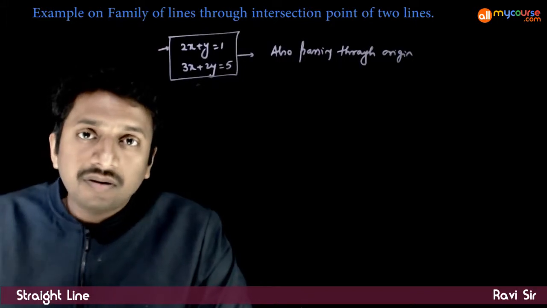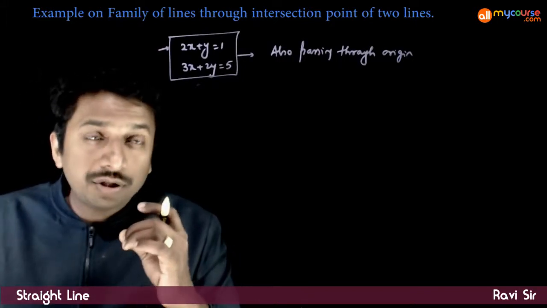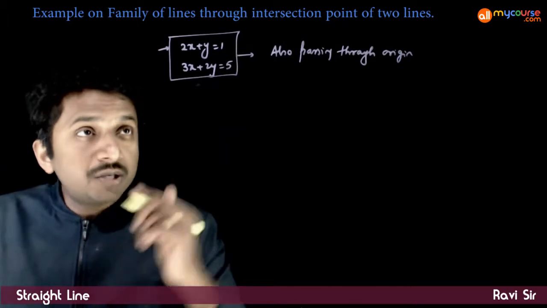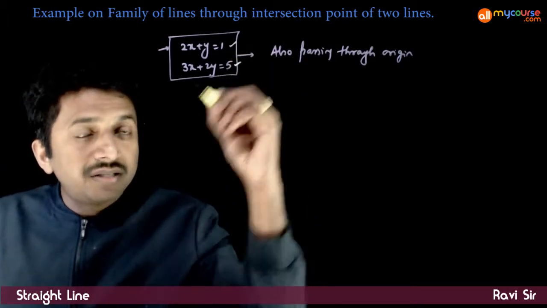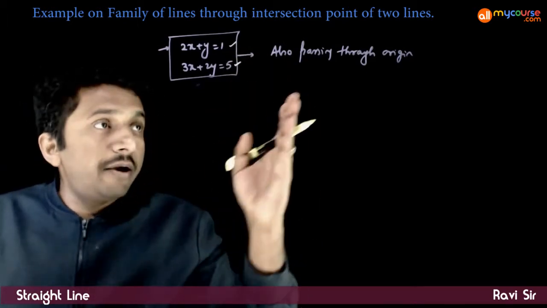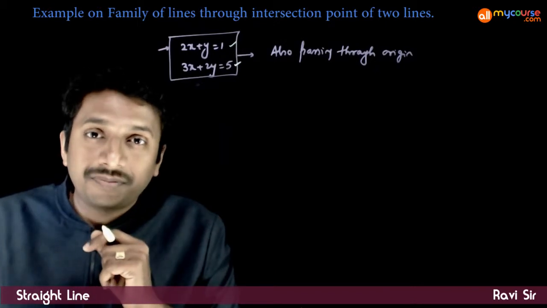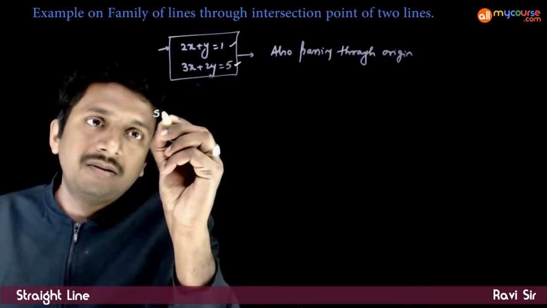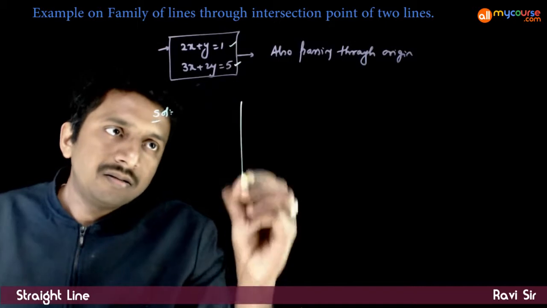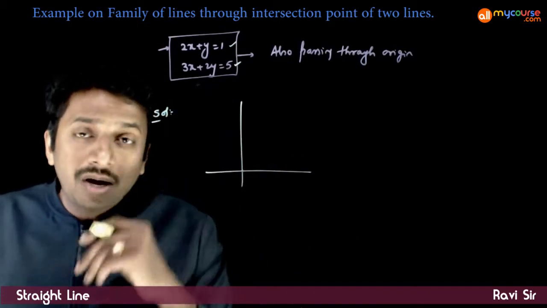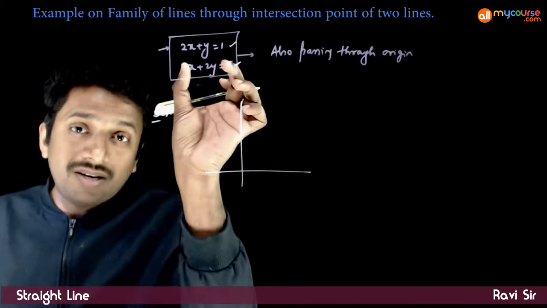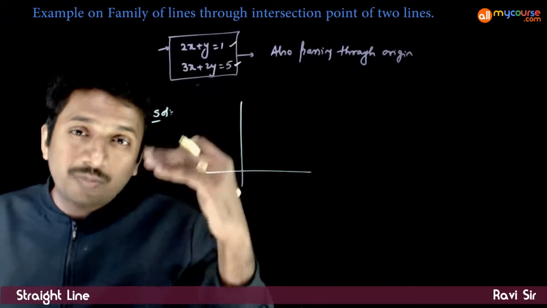In this question, we are asked to find the equation of that line which passes through the point of intersection of these two lines and also passes through the origin. So if you plot these two lines, we have already seen how to plot the lines. Let us also practice that.